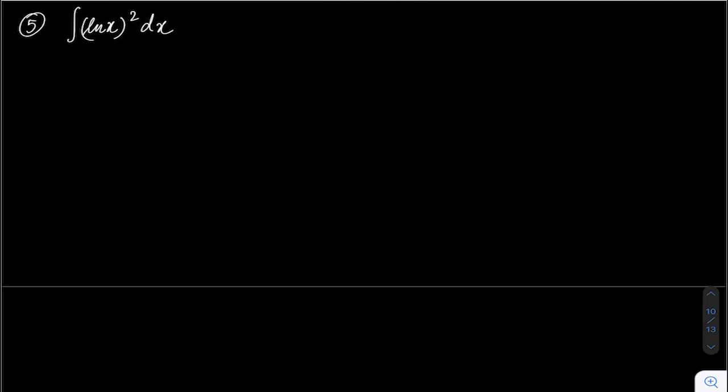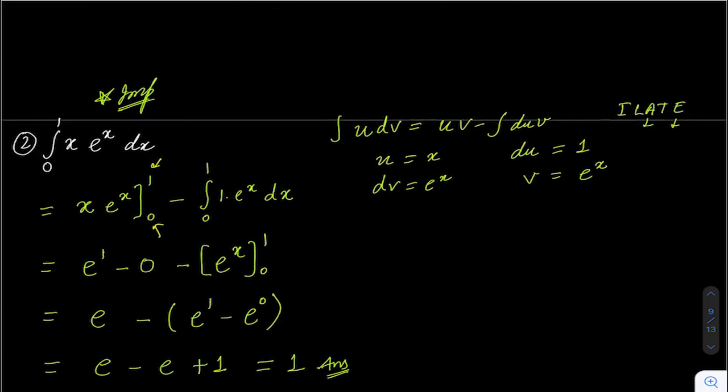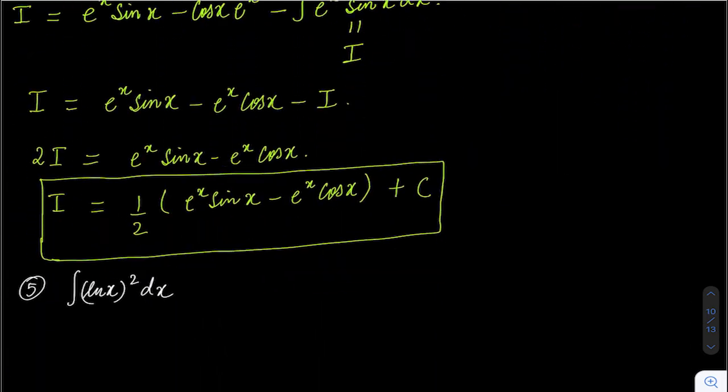Next is the integration of (ln x) whole square dx. Again, the same thing. We discussed a similar kind of question in the previous video, that is integration of ln x. I think some of you might remember this. We assumed ln x as 1 into ln x and then applied by parts. A similar thing we have to do here with (ln x) whole square, because it's only one function, so we have to create another function, and we don't know the integration of ln x, or of (ln x) whole square either.